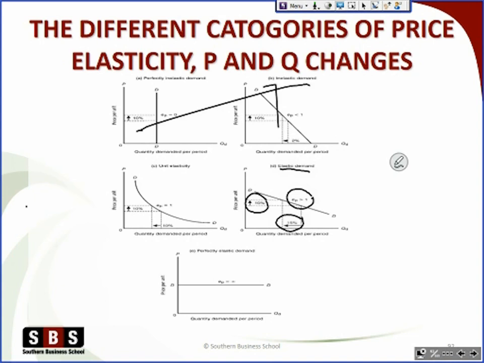Yes, inelastic. Let's take another pen. So yes, inelastic.